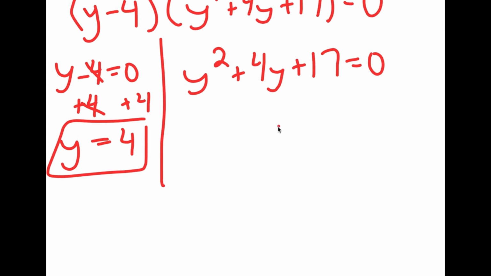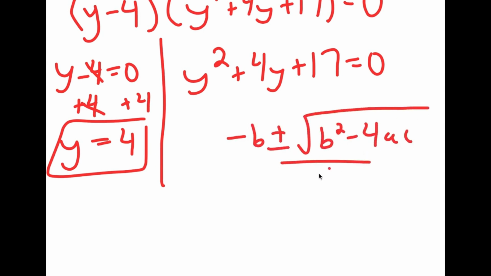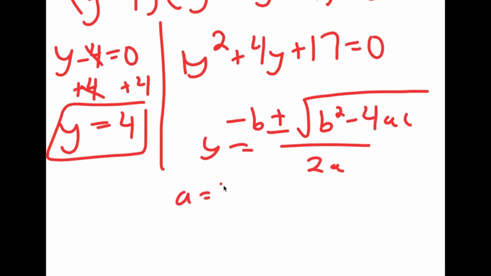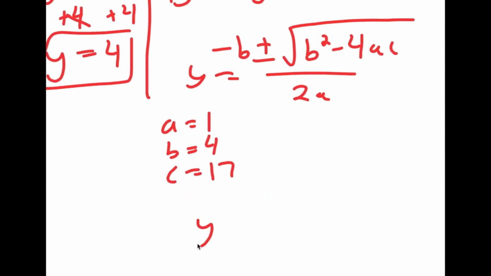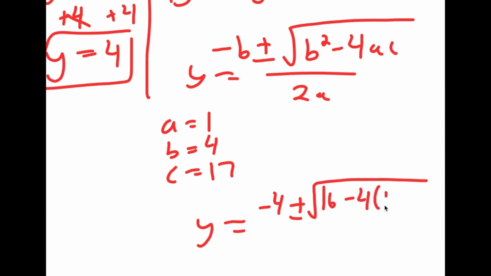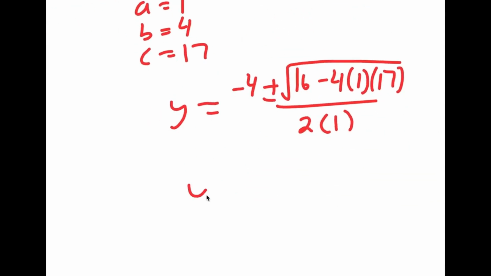I can factor this by using the quadratic formula, which is negative b plus or minus the square root of b squared minus 4ac over 2a. So in this case, a is 1, b is 4, and c is 17. So I get y is equal to negative 4 plus or minus the square root of 4 squared, which is 16, minus 4 times 1 times 17, all over 2a, so 2 times 1.